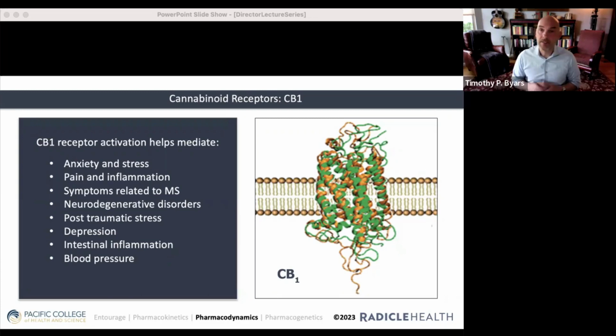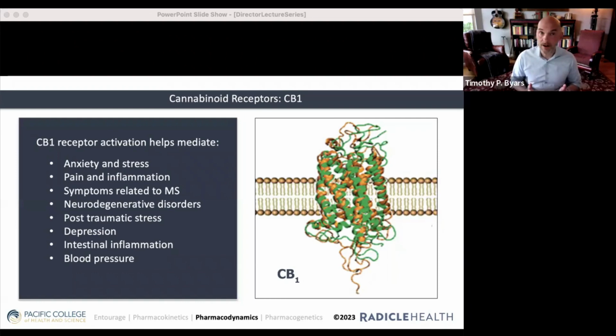And again, somebody asked this in the chat, I think, but 11-hydroxy THC interacts much more efficiently than THC at CB1 receptors, so the effect can feel like it's more potent. It's not quite the right word. We're really talking about binding affinity and efficacy, but 11-hydroxy THC does have higher binding affinity and greater efficacy at CB1 than THC does. And this is a list of the things that CB1 receptor activation helps to mediate. So there's a long list of therapeutic benefits that are well documented.